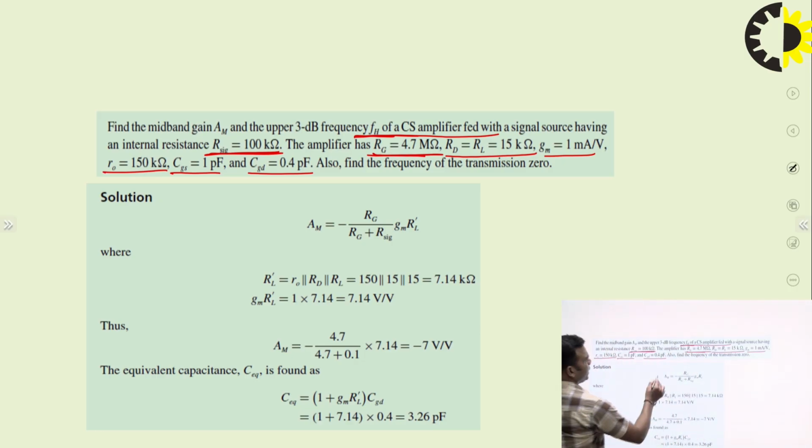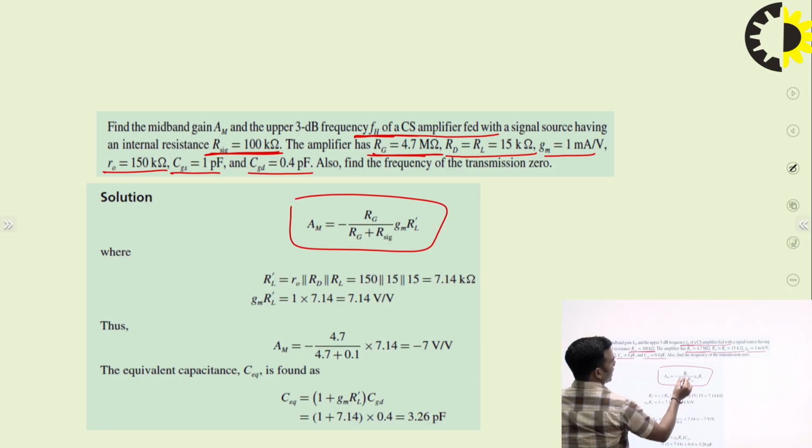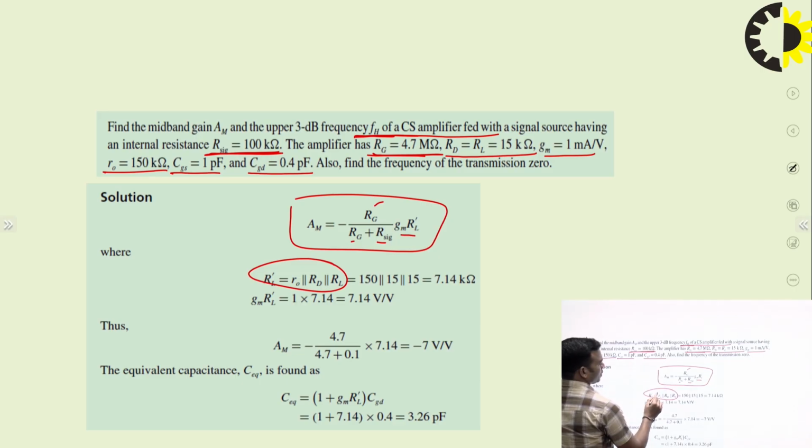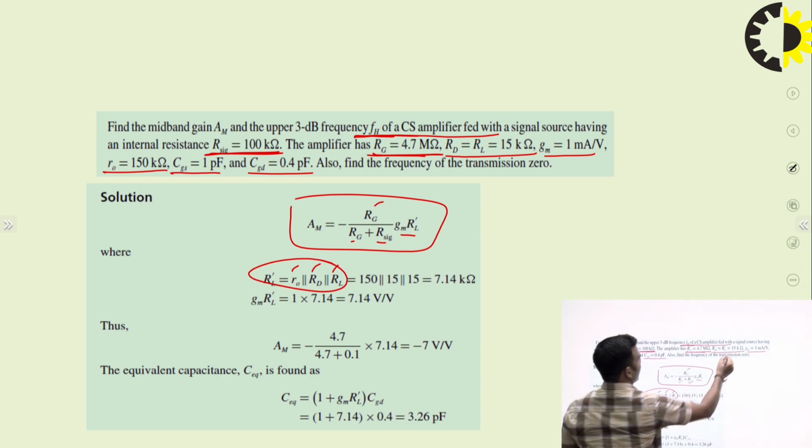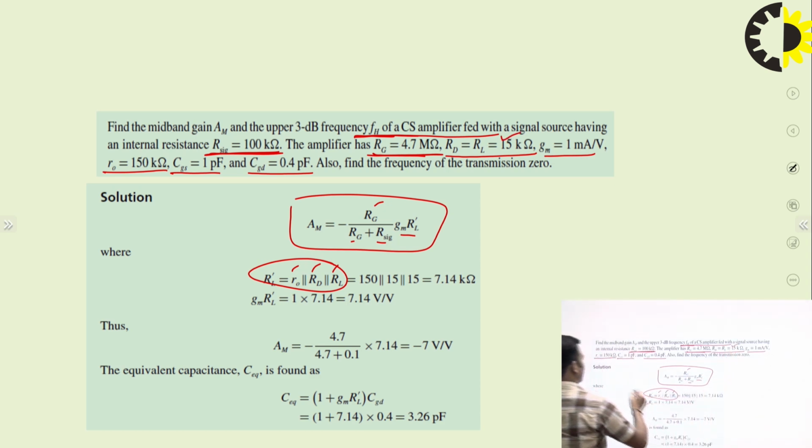You know, AM is equal to minus RG upon RG plus R signal into GM RL dash. So just try to remember the approach to solve this type of circuit. First of all, find out RL dash, which is the parallel combination of R naught, RD and RL. These three are provided. Put these values and you will simply get 7.14 kilo ohm.